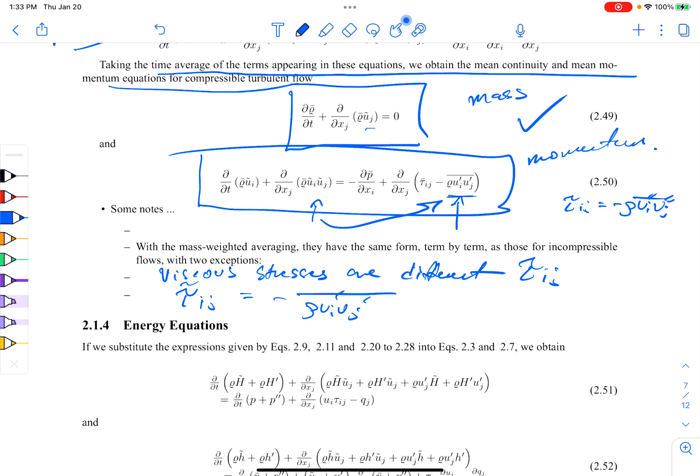Okay, according to my iPad at least, we have 7 minutes left. Let's just look at the energy equation today, then we'll close up the class.